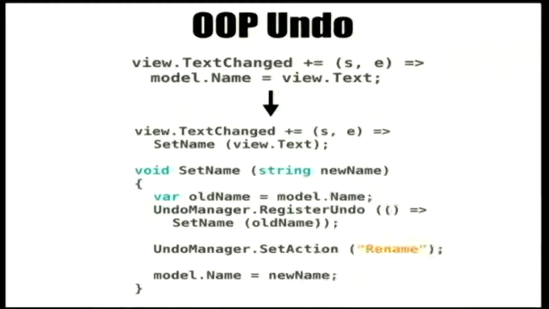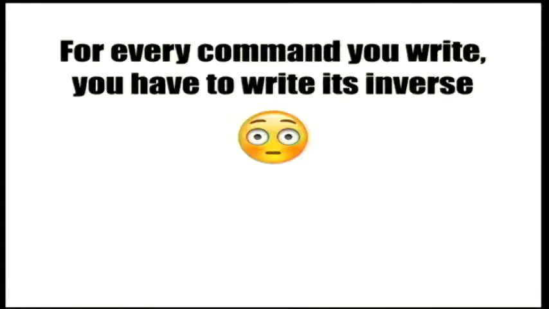Here is my object-oriented programming undo. So my text changed, my beautiful little model.Name = view.Text. That's how I mutate my model in C#. That's not good enough anymore. Now I have to register an undo function. So how does that undo function work? Well, it just does everything that the model had to be set. But then you have to do all this bookkeeping, right? We're all just glorified bookkeepers as programmers. It's annoying, but it works.